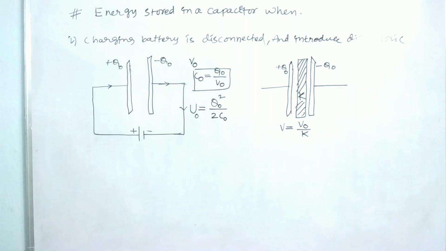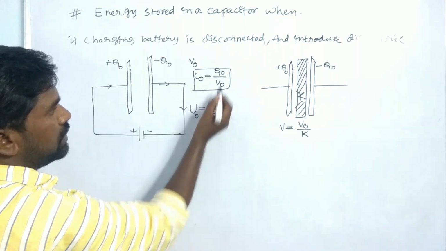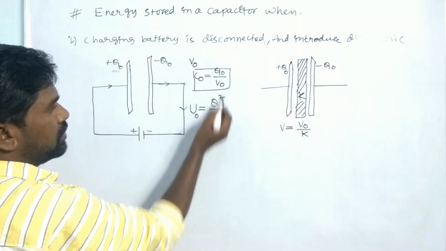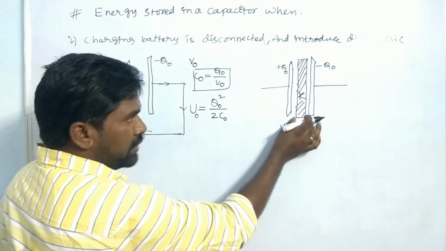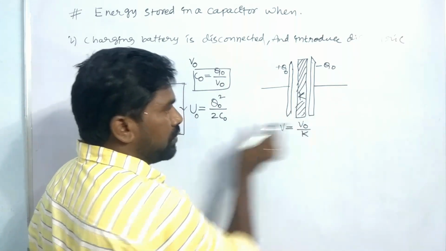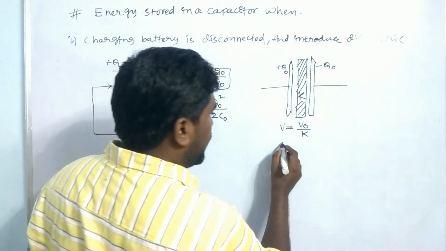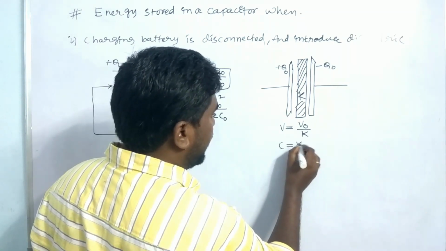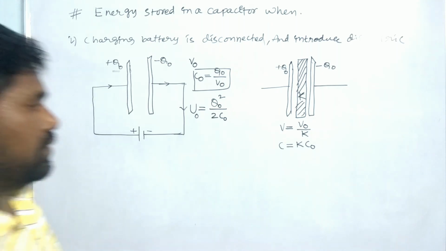Okay, Q0 square by 2C0, where Q0 is the charge before introducing the dielectric and C0 is the capacitance before introducing the dielectric. After introducing the dielectric, the battery was disconnected. Whenever the dielectric is introduced between the two plates of a capacitor, the potential decreases and the capacitance increases. C is equal to K C0. We already proved that.